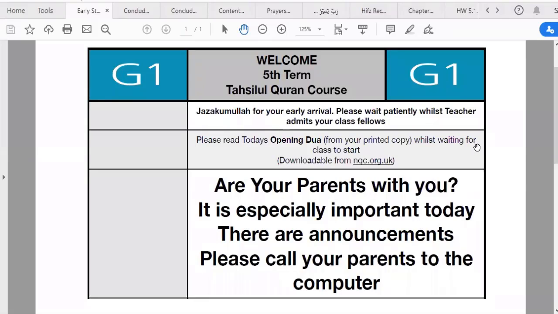Girls, I hope your heads are covered with a headscarf, and boys, I hope your heads are covered with a topi. Can I ensure everyone is in wudu? Can I ensure that you have the correct ID and that your videos are off? Right.